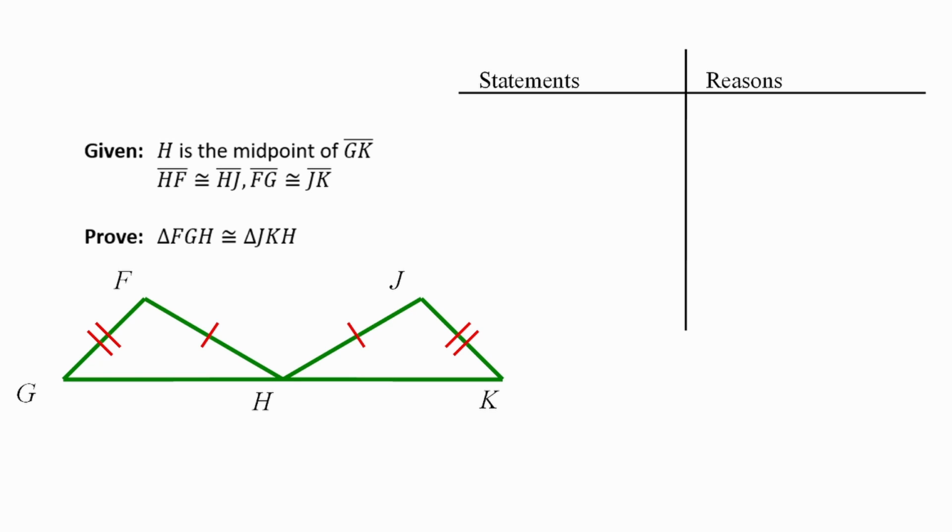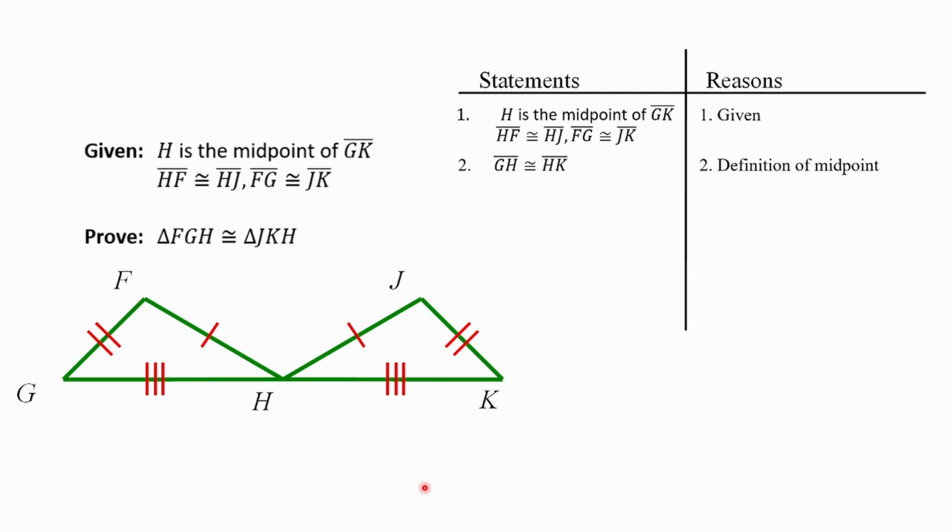So the first thing that I'm going to do, much like we've done in the past, is I'm going to relist the given information, and the reason that I can do that is it is given to me. The second thing that I'm going to do is I'm going to focus on the fact that this is the midpoint. So H is the midpoint of GK, so that means that H here splits this entire segment into two equal lengths, which means that GH is congruent to HK. That's what a midpoint does. So this being in the middle means that this segment is equal to this segment's length. And the reason for that is exactly what it means to be a midpoint.